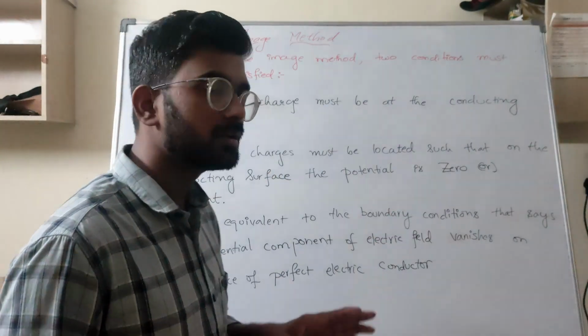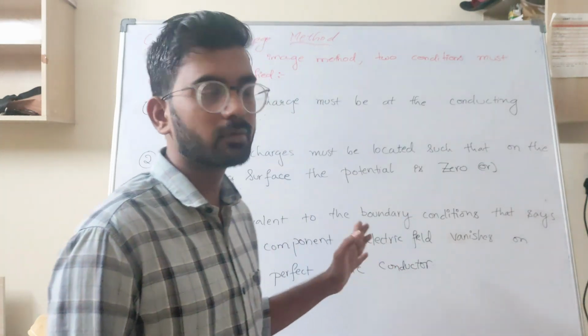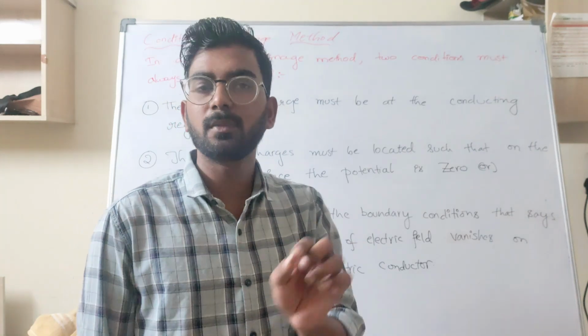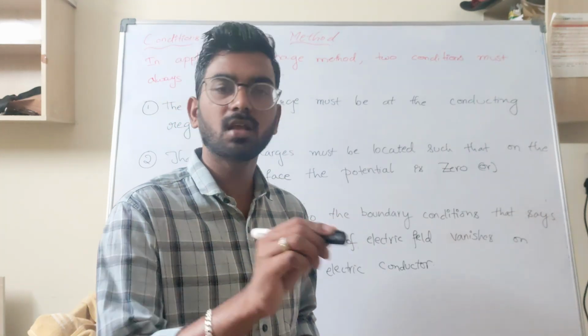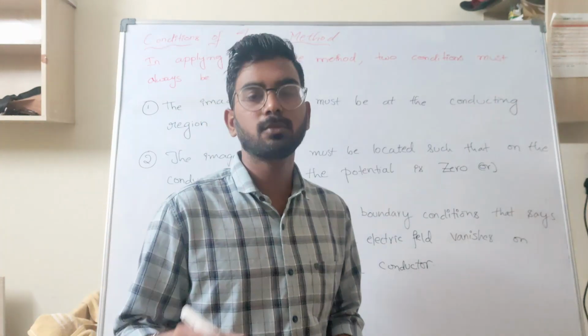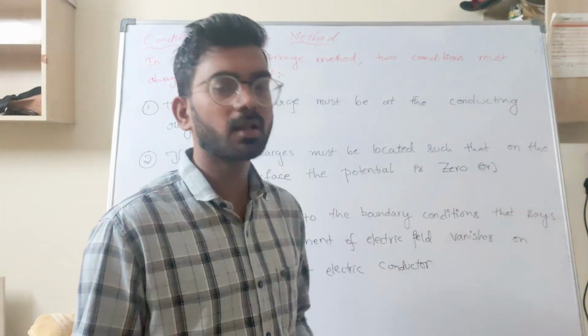Now, for applying the method of images concept to solving a problem, like I told you, it was a trick, a trick to solve the problem. You are keeping an imaginary charge in the region of the conducting surface. By that imaginary concept, you will apply some mathematical tricks to get the potential value or electric field value.